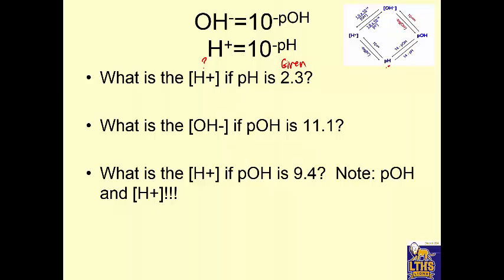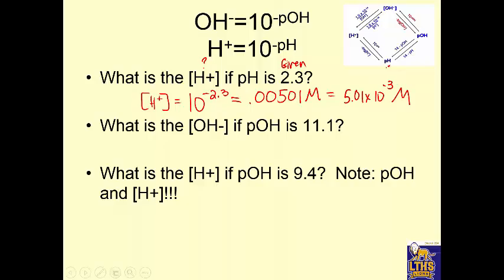What am I trying to find? H plus. So which formula do I use? Well, follow the arrow. I find out that to find H plus, I have to take 10 to the negative pH. So H plus equals 10 to the negative 2.3 exponent. So when I plug that in my calculator, I get 0.00501. Now this is the concentration that's molar. But that means 5.01 times 10 to the negative third molar. Okay? So that's how much hydrogen ion is in a solution with a pH of 2.3.